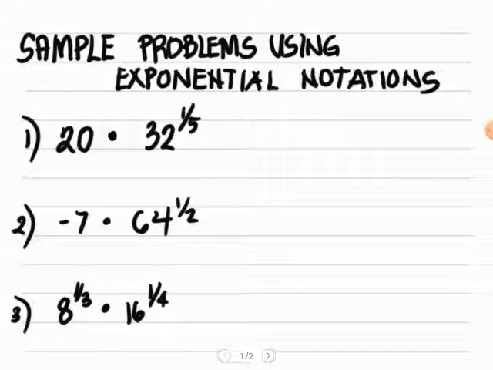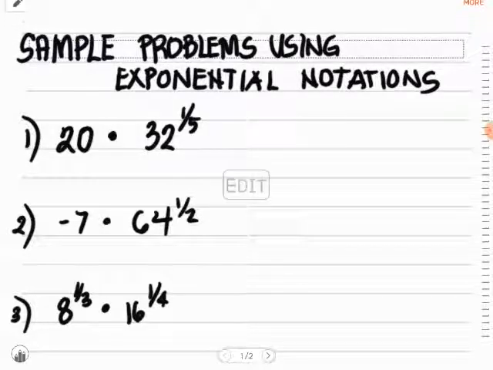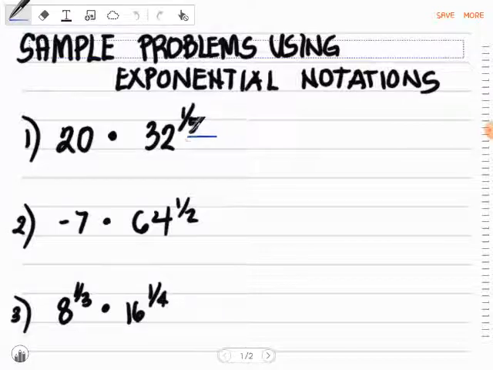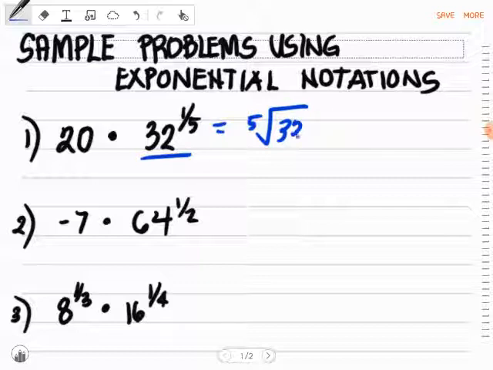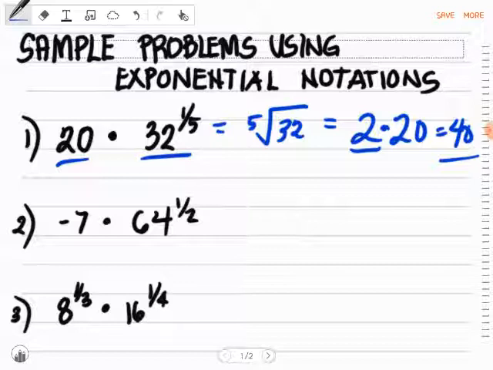First, we need to make this exponent, 1 over 5, into a root. That will become the fifth root of 32. And what is the fifth root of 32? That's 2, right? Because 2 times 2 is 4, times 2 is 8, times 2 is 16, times 2 is 32. So we have 2, then copy 20, and you will get 40. So that's the answer for example number 1.